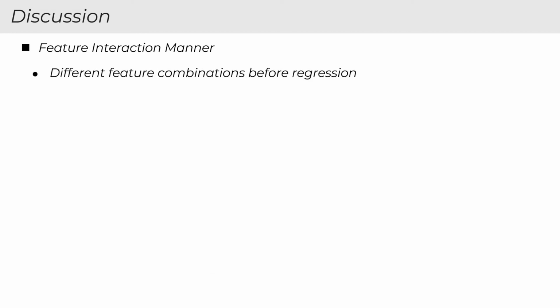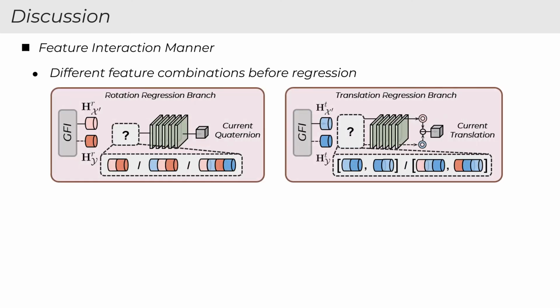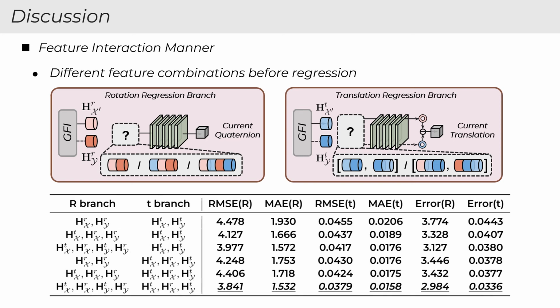Since we use a dual branches structure to extract features and regress quaternion and translation separately, the input of the regression network has several combinations. As shown in the table, we empirically find that both the rotation and translation branches can benefit from the features exchange between each other.